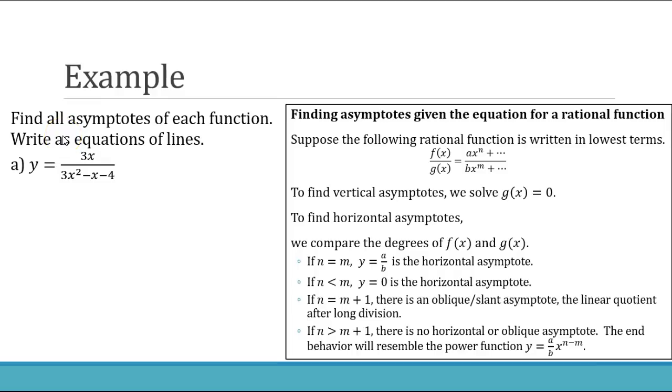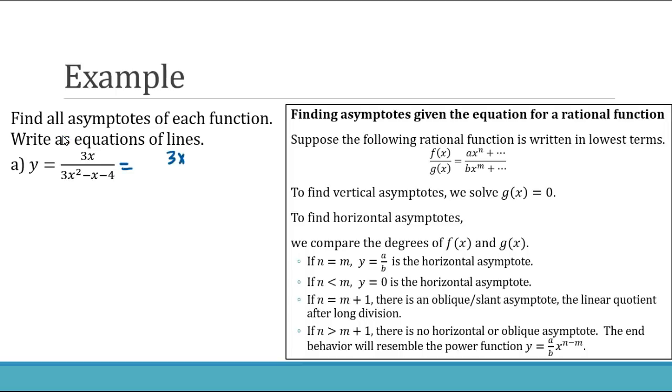Let's go ahead and find all asymptotes of each function, and we're going to write them as equations of lines. So this time we have the equation of the function, not the graph. So how are we going to do this? To find asymptotes given the equation for a rational function, well, we need a rational function in lowest terms. To find the vertical asymptotes, we're going to solve when does g of x, the denominator, equal 0. So that means that we're going to have to factor the denominator in this example.